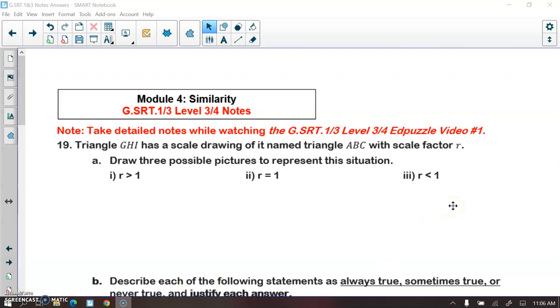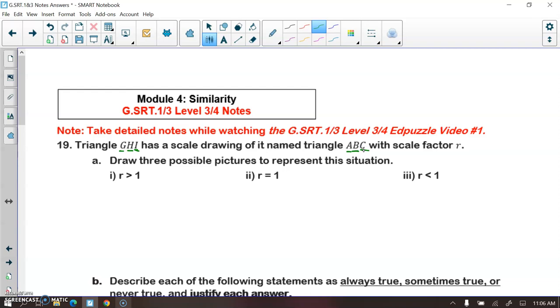All right, so we have triangle GHI, which has a scale drawing of it named triangle ABC with scale factor R. So what that means is that we're dilating triangle GHI to get triangle ABC, and angle G corresponds with angle A, angle H corresponds with angle B, and angle I corresponds with angle C.